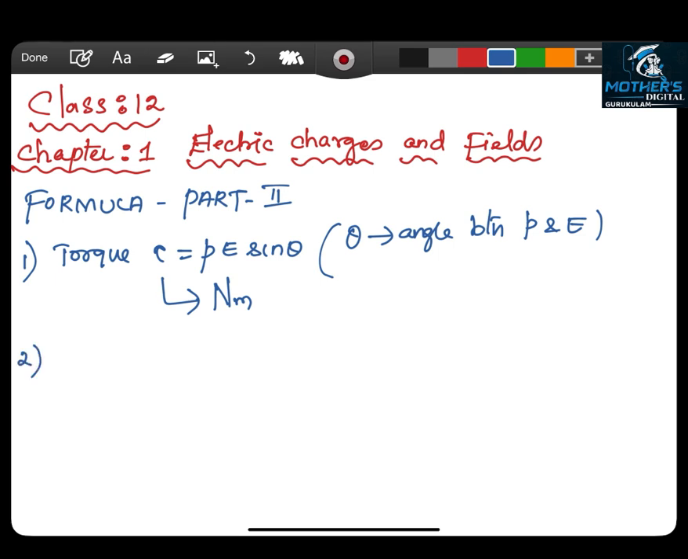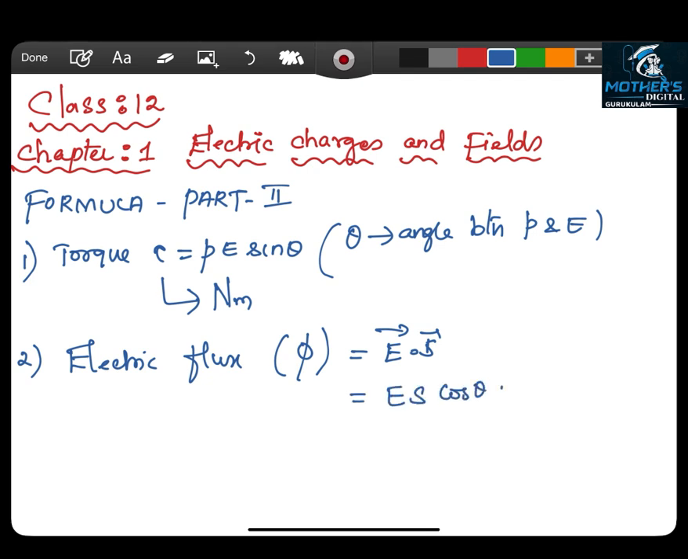Next one, electric flux. Electric flux phi is equal to E vector dot S vector. It can be expanded as ES cos theta. The unit of electric flux is Newton meter square C power minus 1.